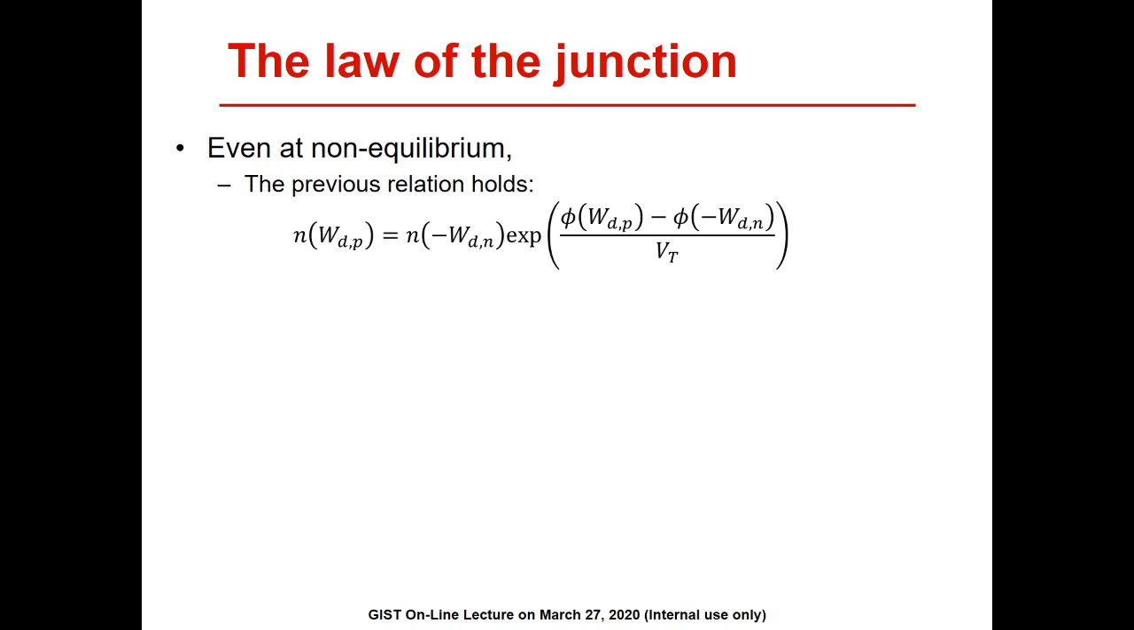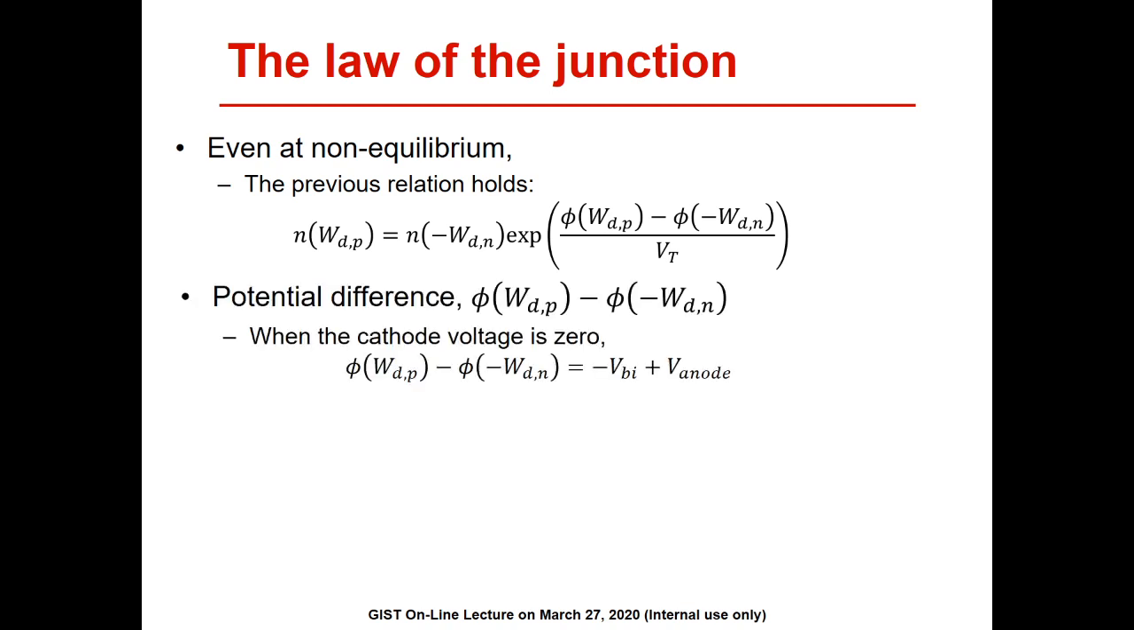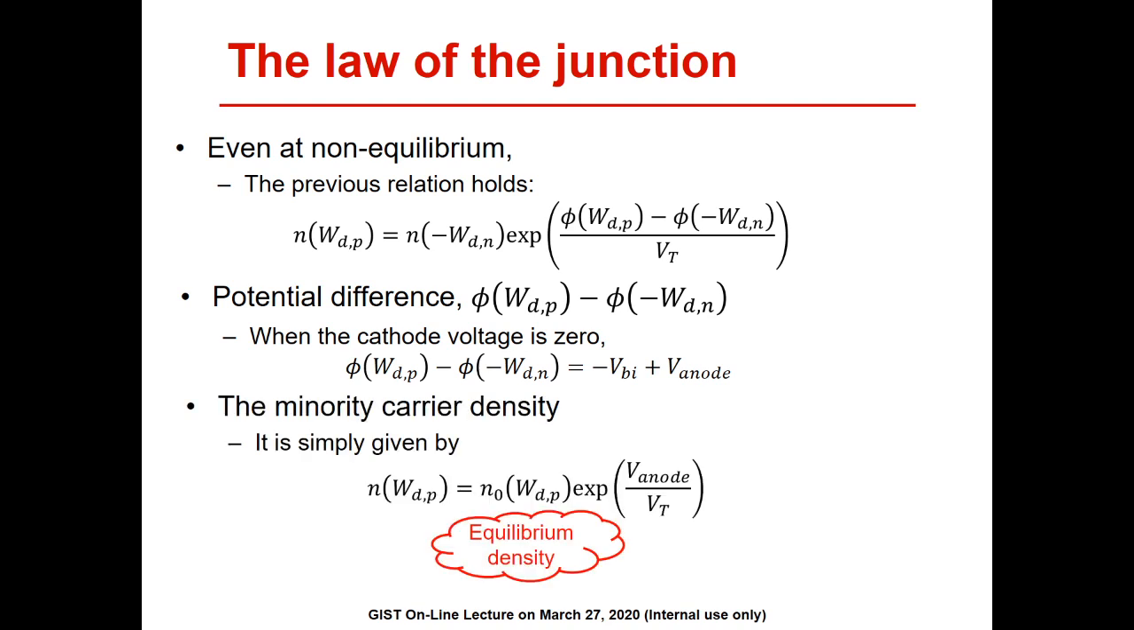So, what is the law of the junction? It is for the minority carrier density at an edge of the depletion region. The previous relation, which is strictly valid only at equilibrium, holds approximately even at non-equilibrium cases. Then, the potential difference can be written by using the built-in potential and the anode voltage. With this expression, the minority electron density is given by its equilibrium value multiplied by the exponential of the anode voltage.